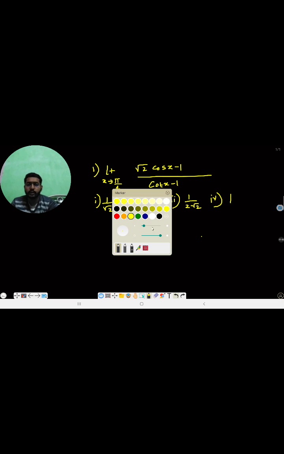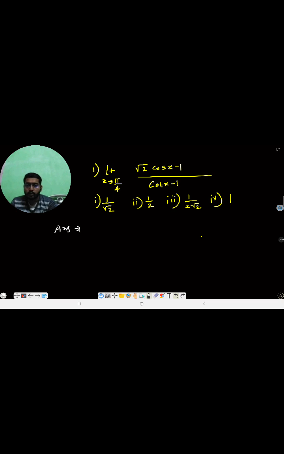Now how to find the limit of this type of function? Here you can see x is tending to pi by 4, so first of all you have to put x equals pi by 4. If I put x equals pi by 4, cos pi by 4 is 1 by root 2. So 1 by root 2 times root 2 becomes 1, and 1 minus 1 is 0. In the denominator, cot pi by 4 is 1, so 1 minus 1 is again 0. So this is a 0 by 0 form.